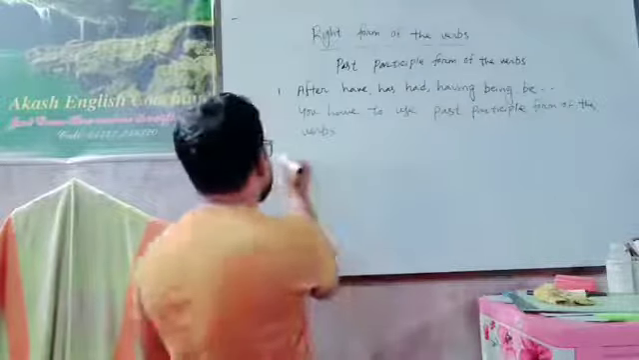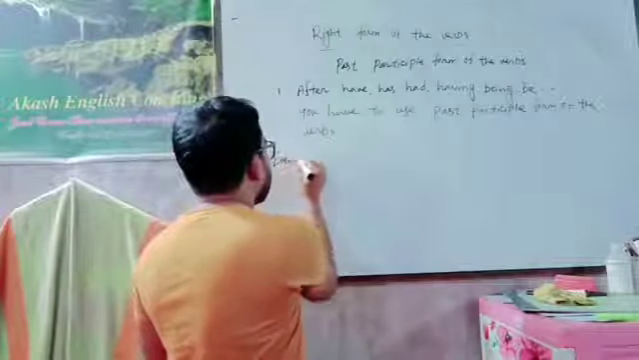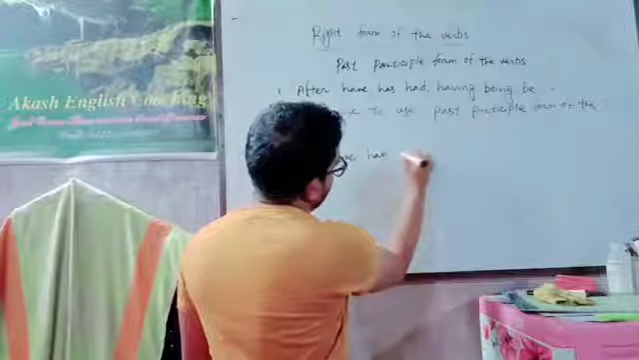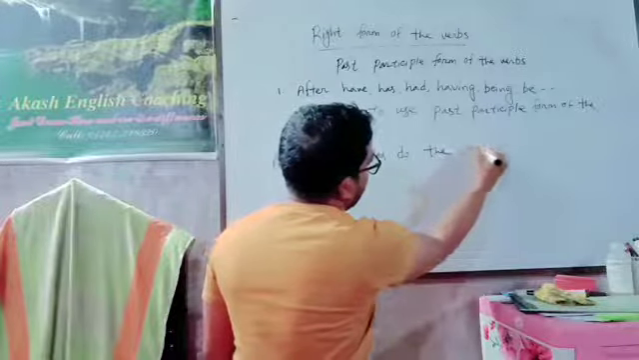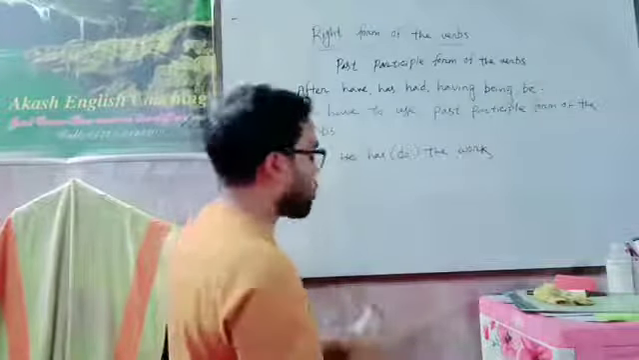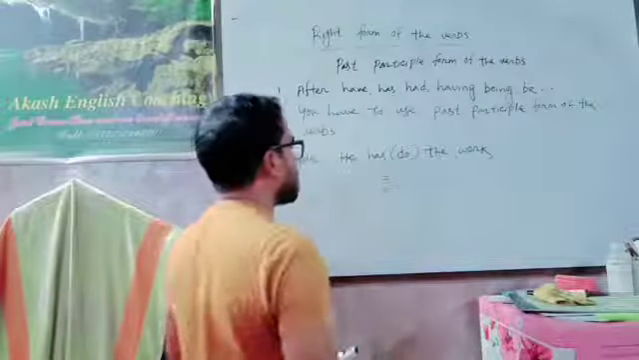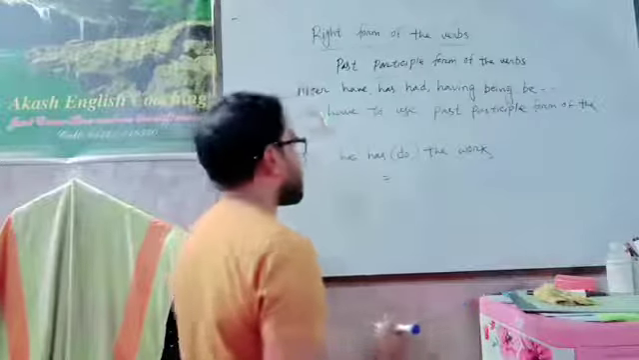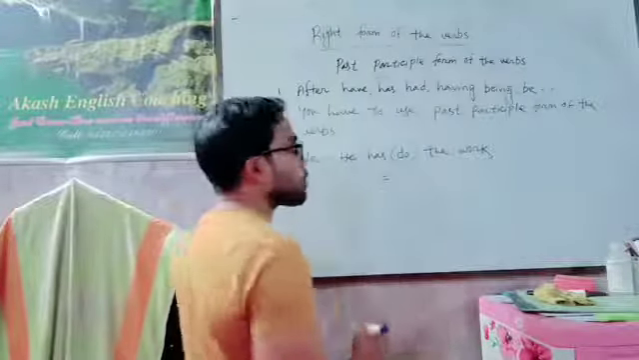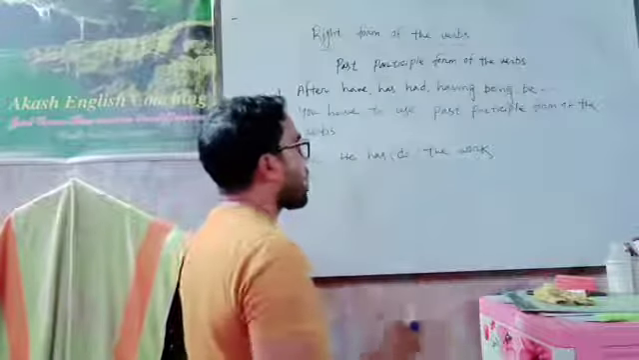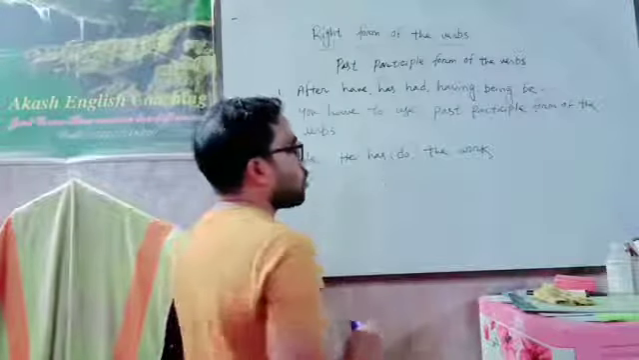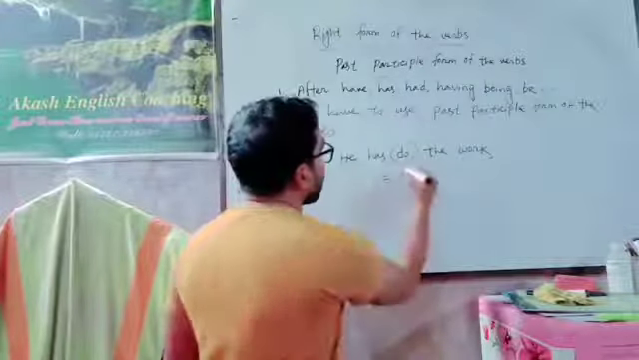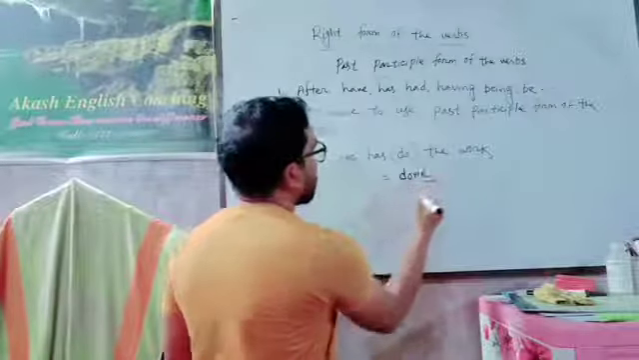For example, he has do the work. In the gap, we are finding do. Do is the verb. And before the gap, we are finding has, and in the rule, we also find has. If you find it before the gap, you have to use the past participle form of the main verb in the gap. So we are getting do in the gap. The past participle form of do is done. Do, did, done.